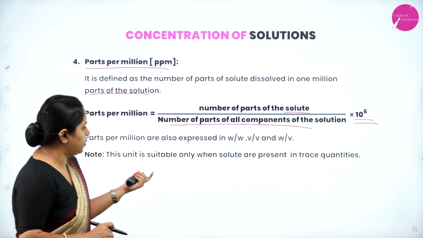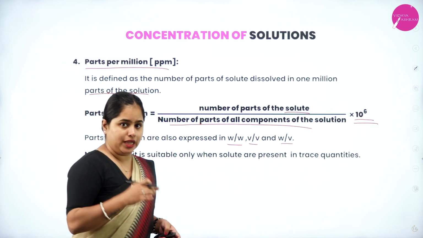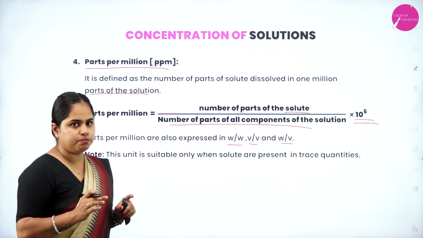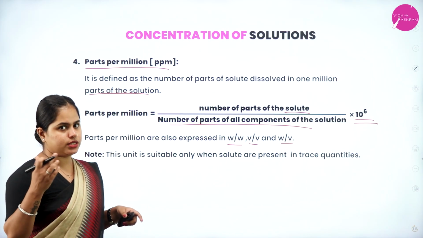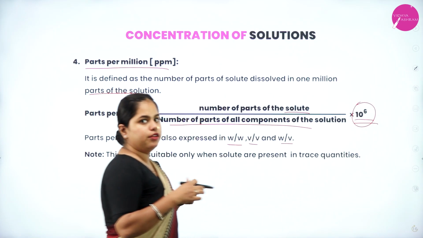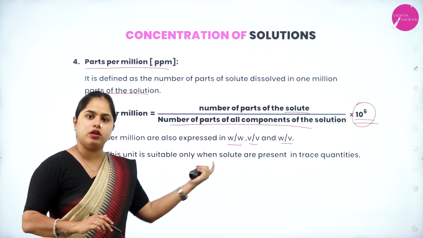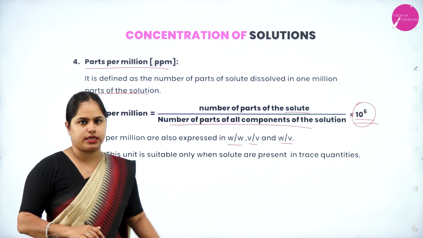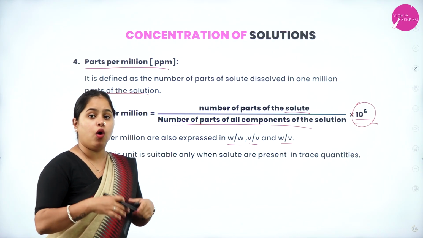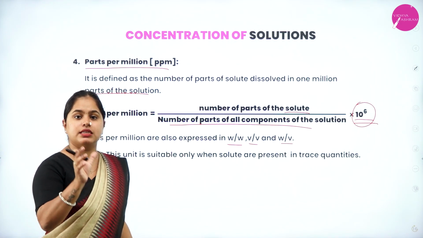So parts per million can also be expressed in mass by mass, volume by volume or mass by volume percentage. That means even if we want to measure it in terms of parts per million, we can use all the three equations that we have studied before, but it will be in million. That means if I have to mention in terms of mass by mass percentage, I'll write mass of solute by total mass of solution into 10 to the power 6. So generally the equation is number of parts of the solute divided by total number of parts of all the components in the solution into 10 to the power 6. So that is important here, it is in million.